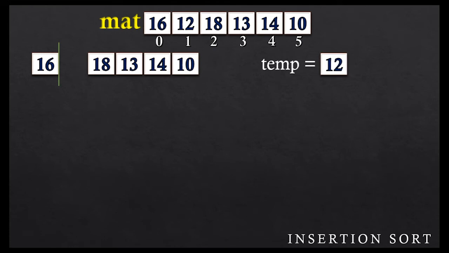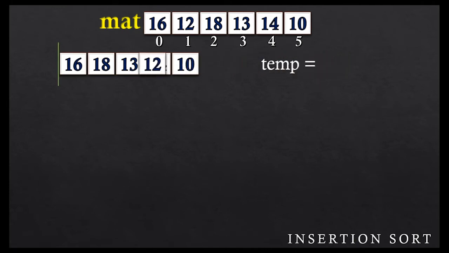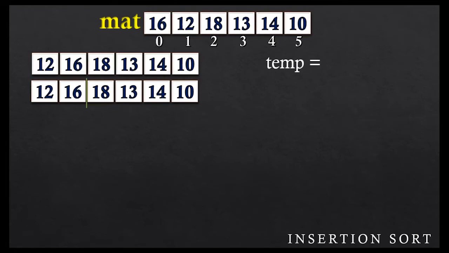Here you can see a free space. Now we compare the current element with the left side element. That means 12 is compared with 16. Because 12 is less than 16, we move 16 and the free space shifts to location number 0. Now there are no elements remaining to compare with 12, so the value which was in temp will be kept here. Here you can see 12 has come to its place in the sorted array.